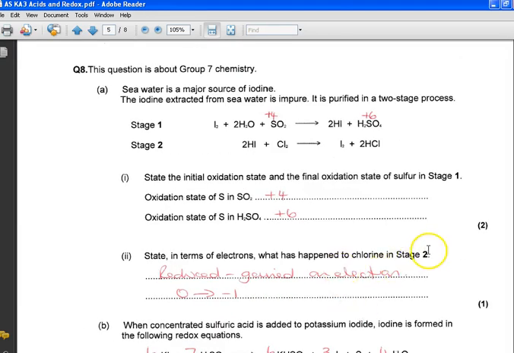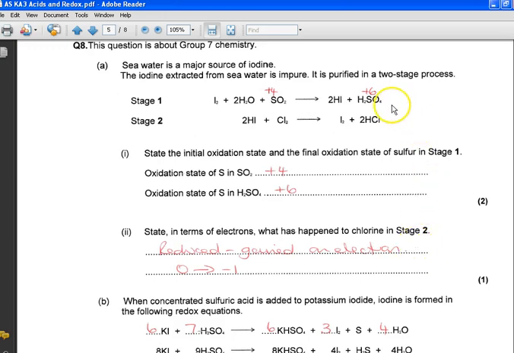Question 8. We're given 2 equations actually, but you're not really using them in that sense. You're just being asked to look at the 2 different stages and work out the oxidation state. So we're looking at sulfur here. We've got -4 for oxygen, so it's got to come back to 0. It's a neutral species, so -4 + 4, 0. And here we've got -8 from the oxygen. We've got +2 from the hydrogen, so -8 + 2 gives us -6, so we need +6 to come back to 0.